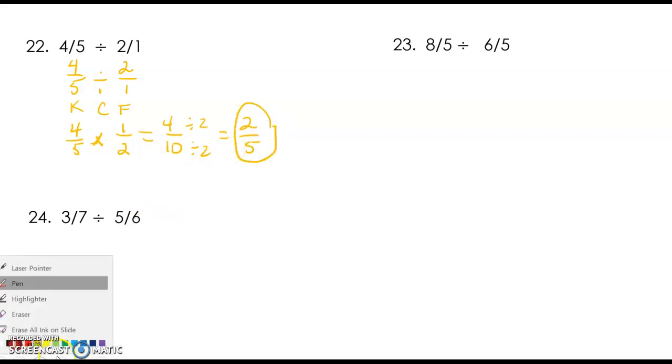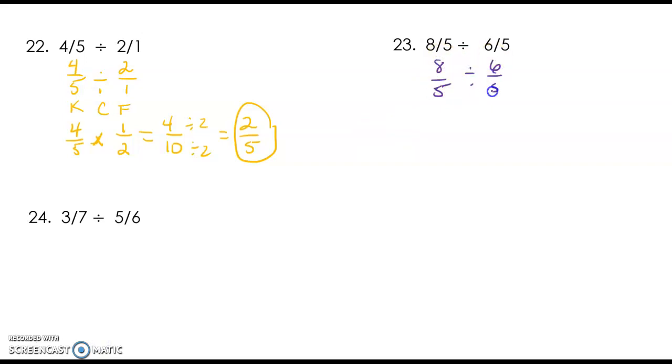Let me change colors here. 8/5 divided by 6/5. So I'm going to change, flip. 8/5 times 5/6. 8 times 5 is 40. 5 times 6 is 30. And that's going to give me 1 1/3.